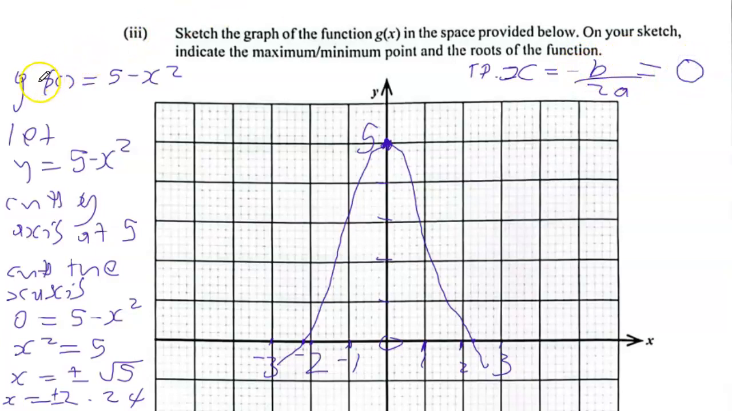And if you substitute 0 to get the corresponding y value, what you'll have is 5 minus 0 squared, which is 5. So the turning point, x is 0, y is 5: (0, 5). Same point as where the graph cuts the y-axis.